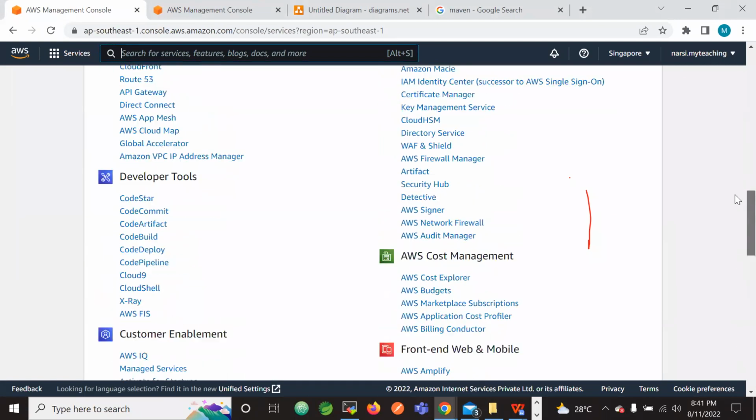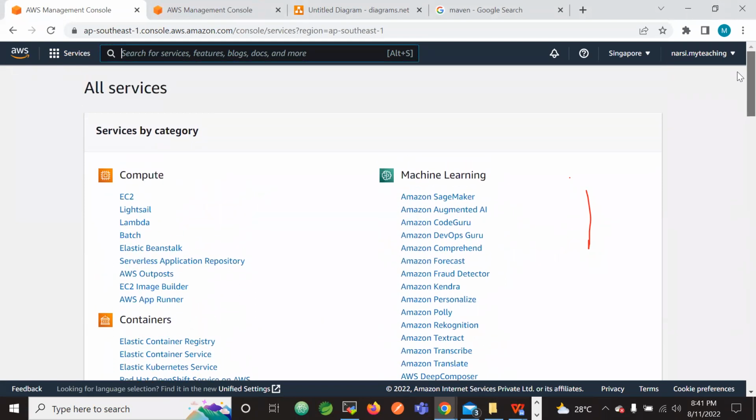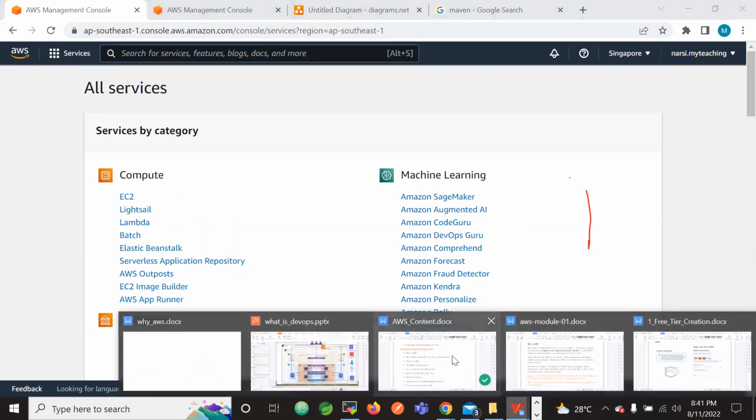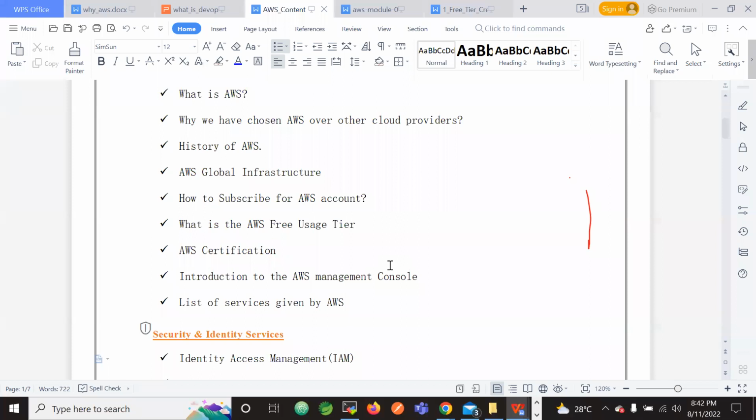Then which services do we have to pick? What services are important for us in real time? I will explain those services here. In fact, I have also documented the services as course content. I will walk you through the AWS management console and give an introduction on how we can use this AWS management console once we sign in.